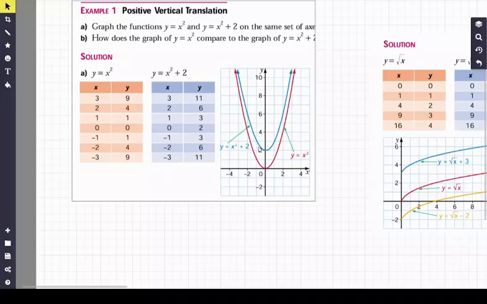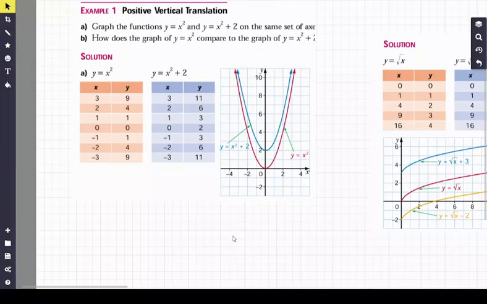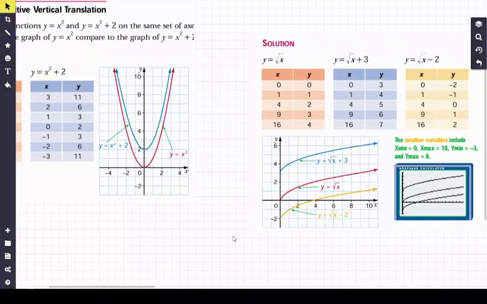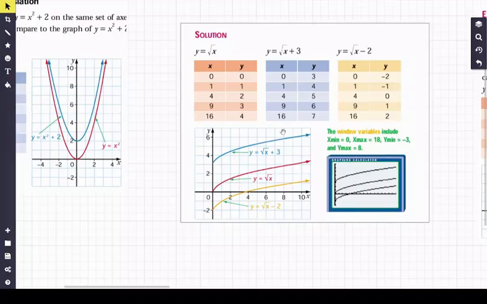So we can see that these parabolas are basically the same. They're completely the same, in fact, except y equals x squared plus 2 is basically y equals x squared, but moved up 2 units. This is pretty simple, so I don't think we need to say much. Let's move on. Now let's compare these three graphs.